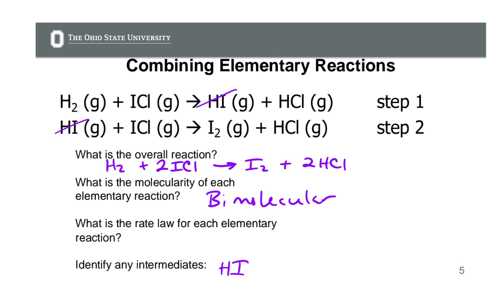Okay, so in this case, the rate law for step 1, we're going to have rate equals k times the reactants. So for step 1, it's rate equals k times [H2] times [ICl]. Yeah? Will they ever be raised to exponents?